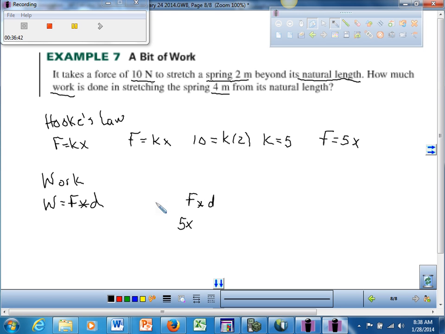When we sum them all up, we'll get 4 meters. But when we make a Riemann sum, we have something like this. What's the width of each of these? What do we call that? We call it dx, differential dx. Tiny, tiny, tiny little width. So the force times the distance would be 5x times dx. And we want to sum all of those up over our interval of 0 to 4 meters to get our work.